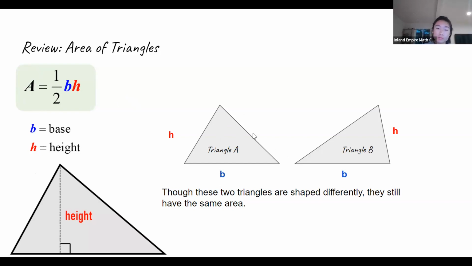And the important concept here that we'll be using in this next problem coming up is that it doesn't matter the shape of a triangle, right? So as you can see, triangle A and triangle B are shaped differently, but they still have the same area. And they have the same area because their bases are the same down here, and their heights are the same. They're both H here, and the bases are both B. So again, even though they're shaped differently, they have the same area. All right, let's take a look at this next problem.